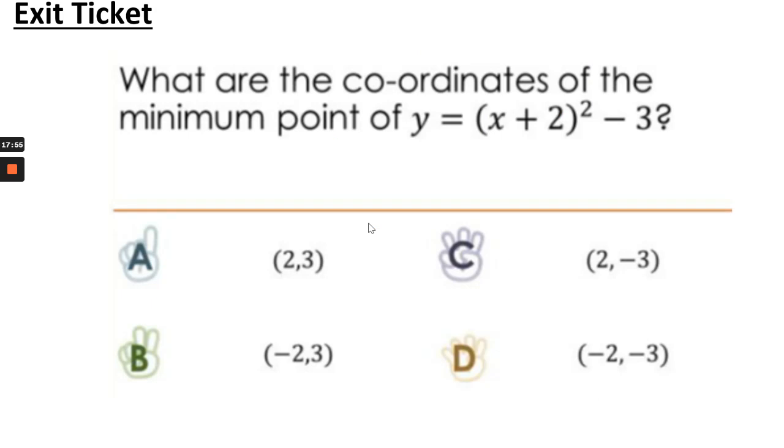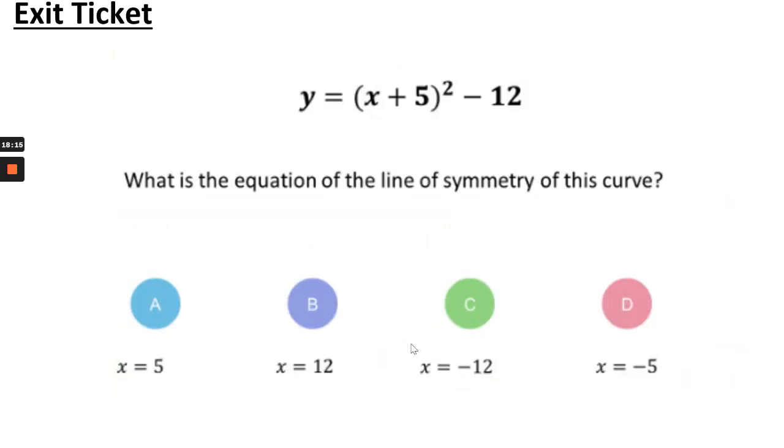Okay, the exit tickets to finish. So what are the coordinates of the minimum point of that question, A, B, C, or D? Okay, so to get the minimum, you want that bracket to equal 0, so x must be minus 2. When x is minus 2, you should get minus 3. So which one is (minus 2, minus 3)? D.